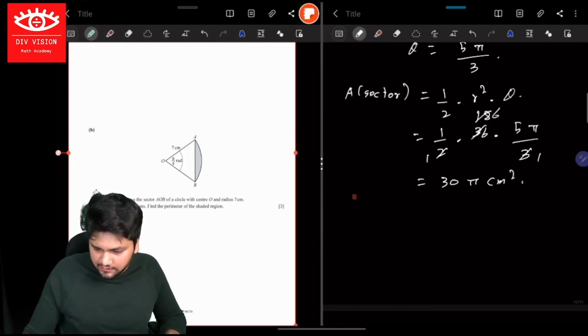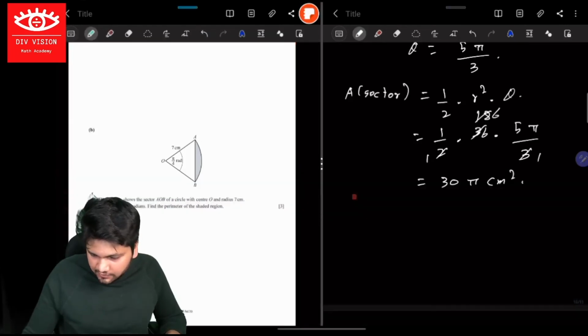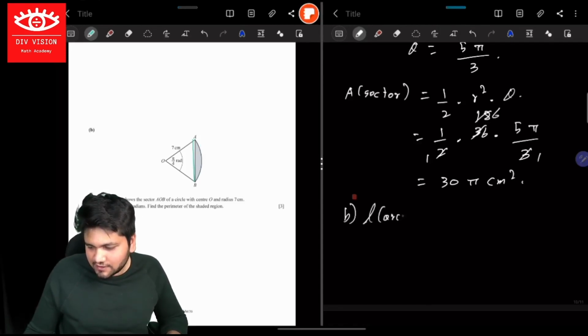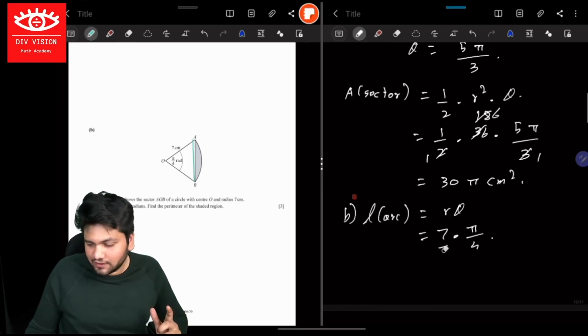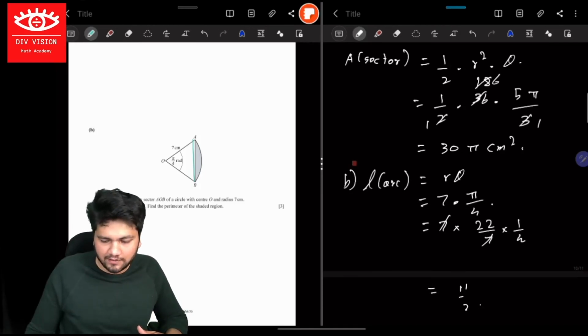It's going to be this arc AB and this straight AB segment as well. Now this arc AB is very easy to find. It's just the length of arc, which is r theta, where r is 7 centimeters. So 7 into pi by 4 radians. Since r is 7, we know pi is 22 by 7, so we can write this as 7 into 22 by 7 into 1 by 4. We can cancel this 7 with this 7, so we get 11 by 2. That's the length of the curved AB.